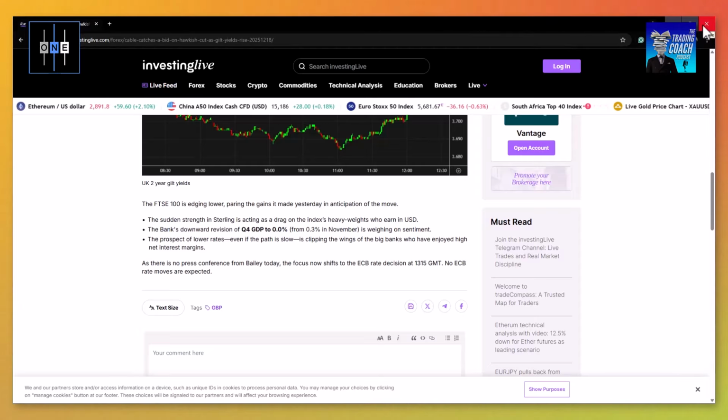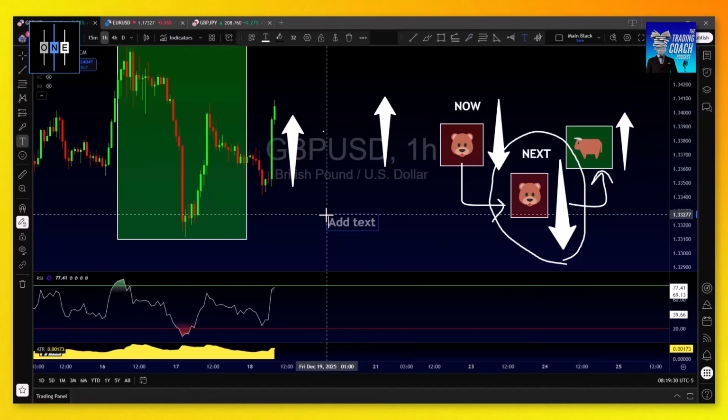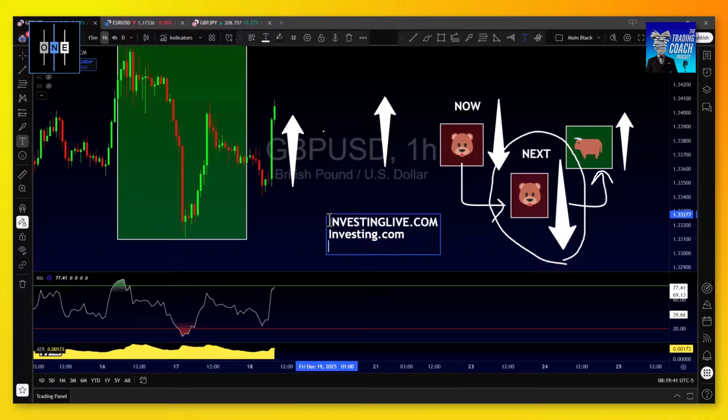What website or app do you use for news? I go to Investing Live and I go to investing.com. Those are the two main resources I go to. There's another one if you want even more news. Investinglive.com. This used to be forexlive.com if you're familiar. And then investing.com. Those are my main two.